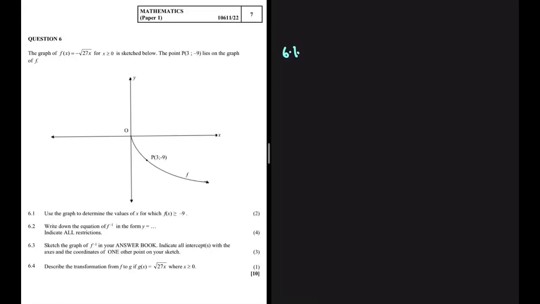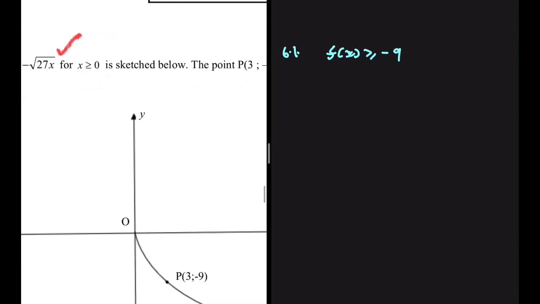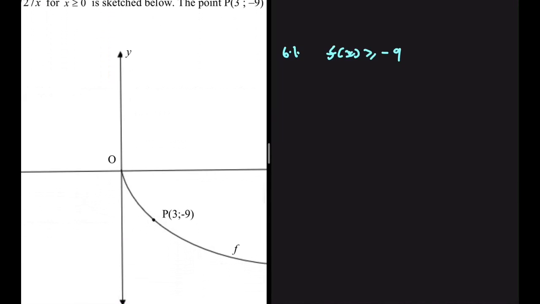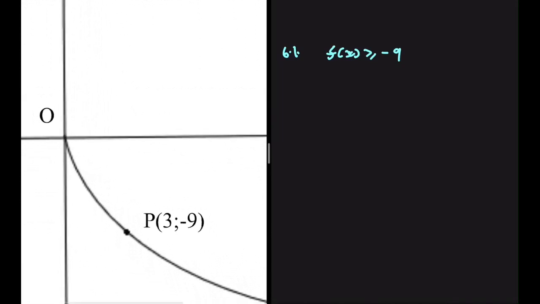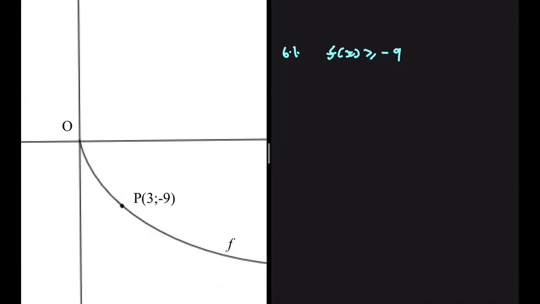Use the graph to determine the values of x for which f of x is greater than or equal to minus 9. f of x is equal to minus the square root of 27x. Let's go to the graph and look for values of x for which f of x is greater than or equal to minus 9. You can see here at point P, the point we're given, that the y value is minus 9 and the corresponding x value is 3. So 3 is one x value that we're interested in. But for which other values of x is f of x greater than or equal to minus 9?